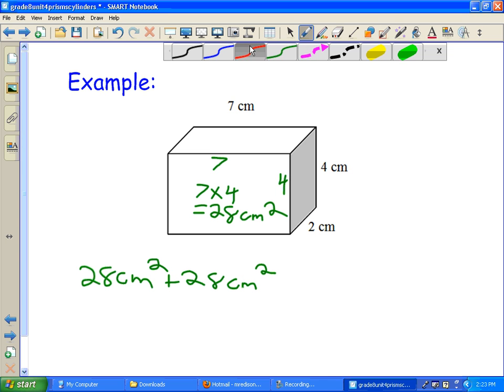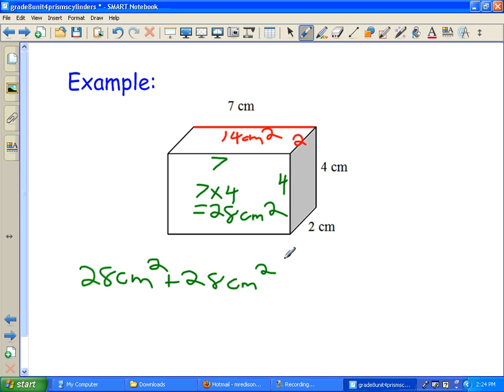Now let's work out the top, and whatever we get for the top is the same as the bottom. So we've got 7 going across, and then this side is the same as this side, 2 going that way. So 2 times 7 is 14 centimeters squared. So we're going to have to add on 14 centimeters squared, but don't forget the bottom is the same thing. So that's 14 centimeters squared.